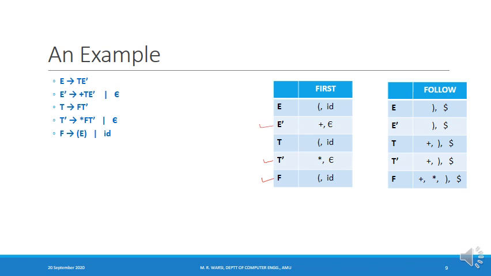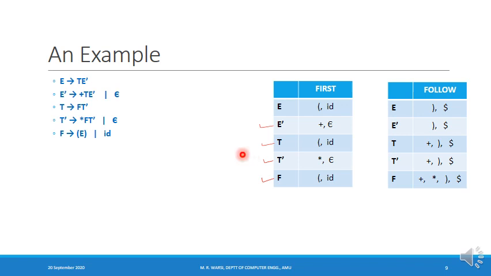Let's now calculate the first of capital T. Based on this production, I can say that first of capital T will contain those symbols which are there in the first of capital F. If first of capital F is containing epsilon, then those symbols which are there in first of T dash will also be included. But when I look at the first of capital F, it is not containing epsilon. So that means first of capital T will contain those symbols which are there in the first of capital F. First of capital F is containing left parenthesis and identifier. So first of capital T is containing left parenthesis and identifier. So we have calculated first of capital T also.